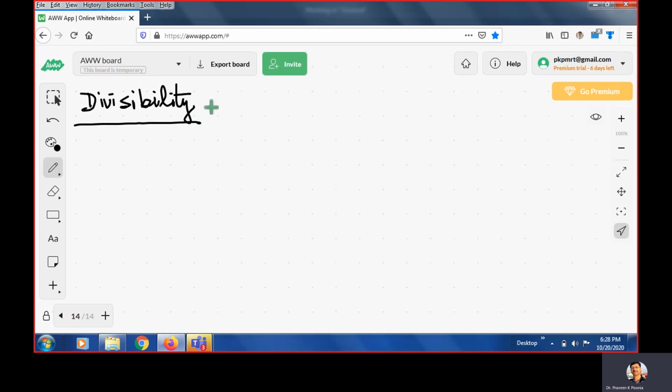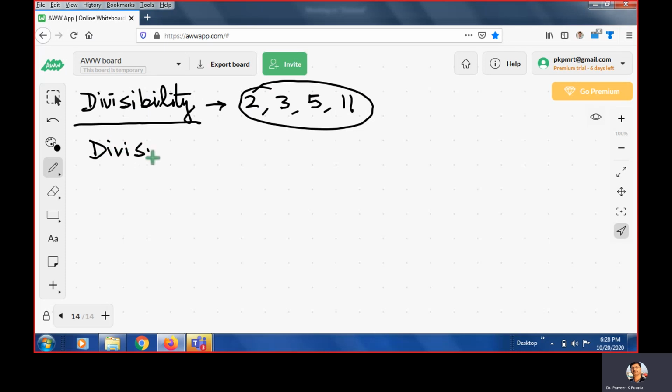Divisibility. Clear? So as per your course contents, we will check divisibility by 2, divisibility by 3, divisibility by 5 and divisibility by 11. These 4 types of divisibility we will study. Clear? So first of all, divisibility by 2.